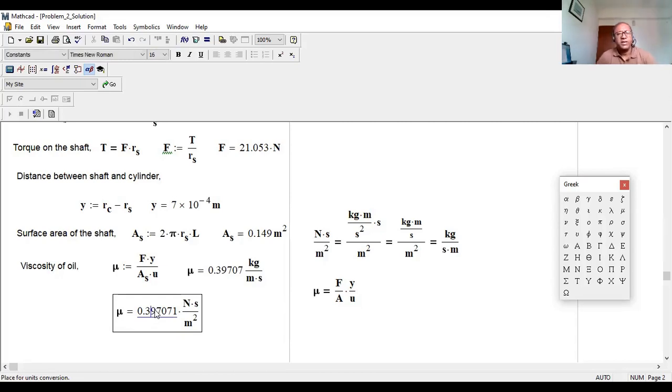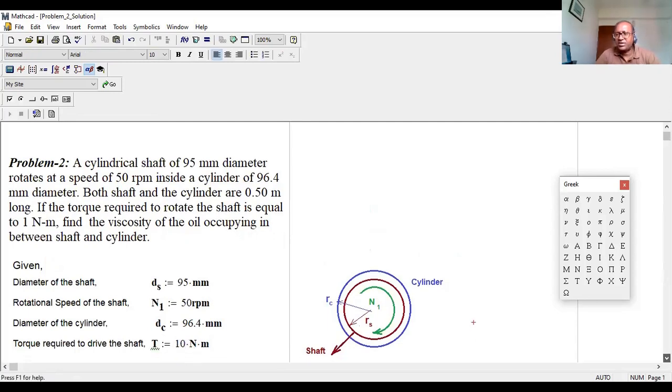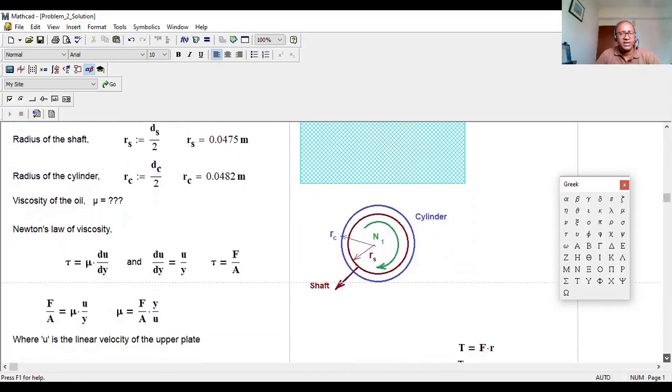So this software is very interesting. For example, say I am putting torque equal to 10 Newton meter. Then what will be the viscosity of the fluid? You see, it will automatically change the data.